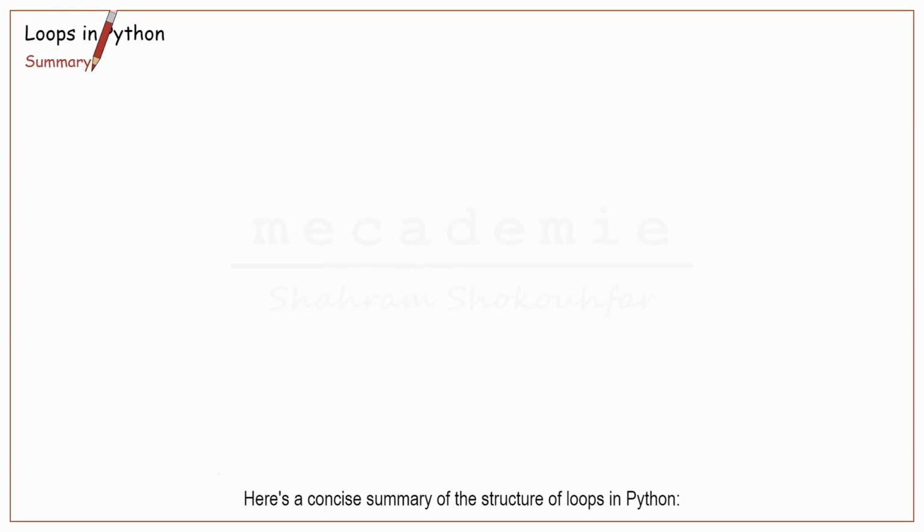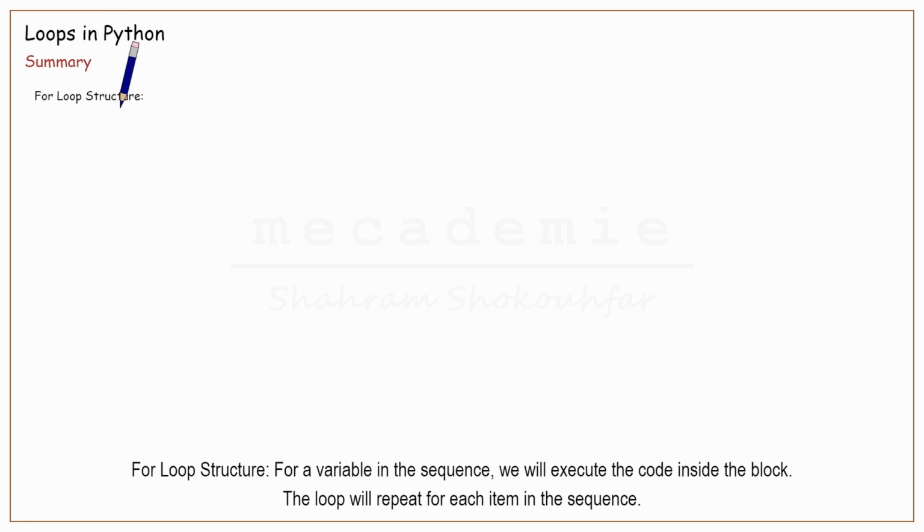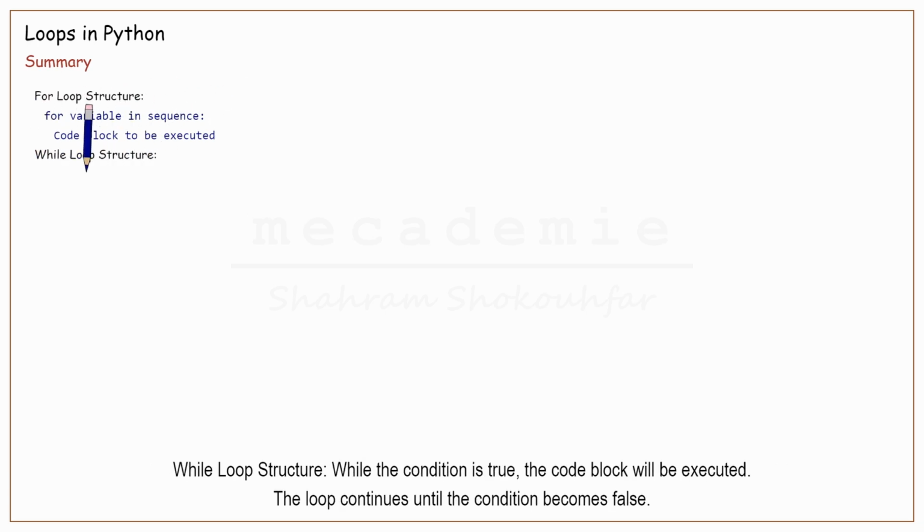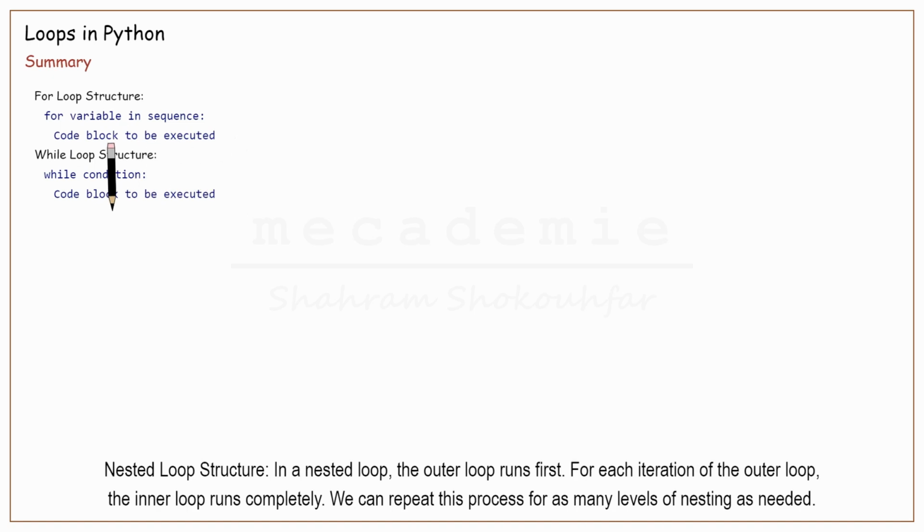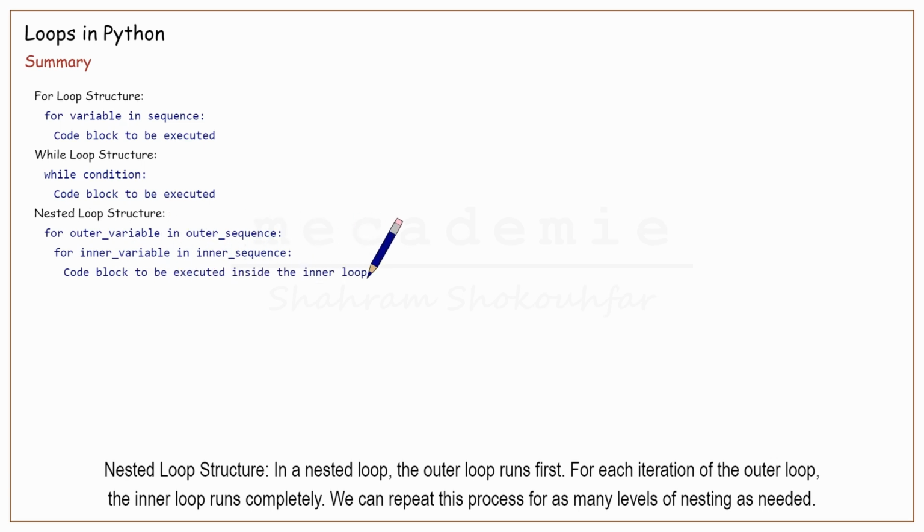Here's a concise summary of the structure of loops in Python. For loop structure: for a variable in the sequence, we will execute the code inside the block. The loop will repeat for each item in the sequence. While loop structure: while the condition is true, the code block will be executed. The loop continues until the condition becomes false. Nested loop structure: in a nested loop, the outer loop runs first. For each iteration of the outer loop, the inner loop runs completely. We can repeat this process for as many levels of nesting as needed.